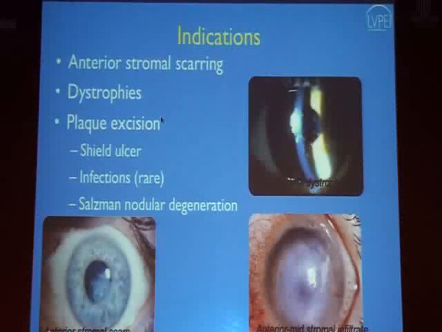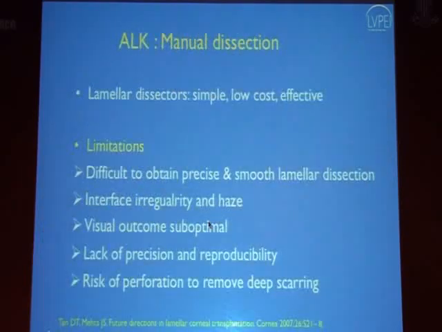Anterior stromal scarring, certain dystrophies are excellent indications, and excision of plaques where the plaque is very deep and you want to tectonically stabilize it by placing a corneal tissue. So that includes a case of shield ulcer that we did, and rarely for infections, and this would be more for an acanthamoeba keratitis where there's a plaque and we replace it with a 120 or a 150 micron laminar tissue. And then as indications, as Namrata has mentioned, those include the superficial corneal scars, including Salzmann nodular degeneration. This forms the bulk of the indications for anterior laminar keratoplasty.